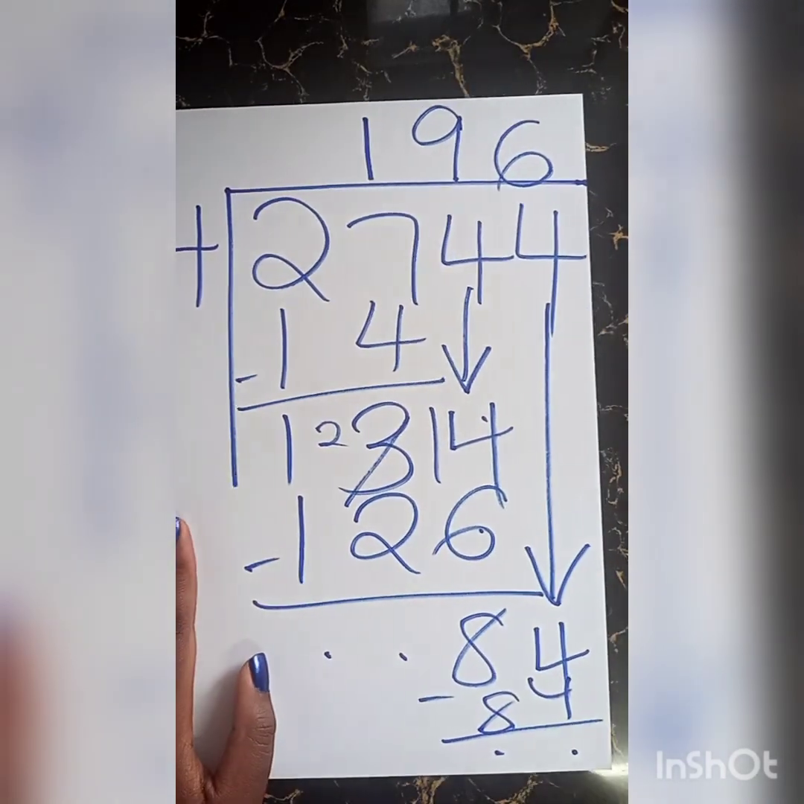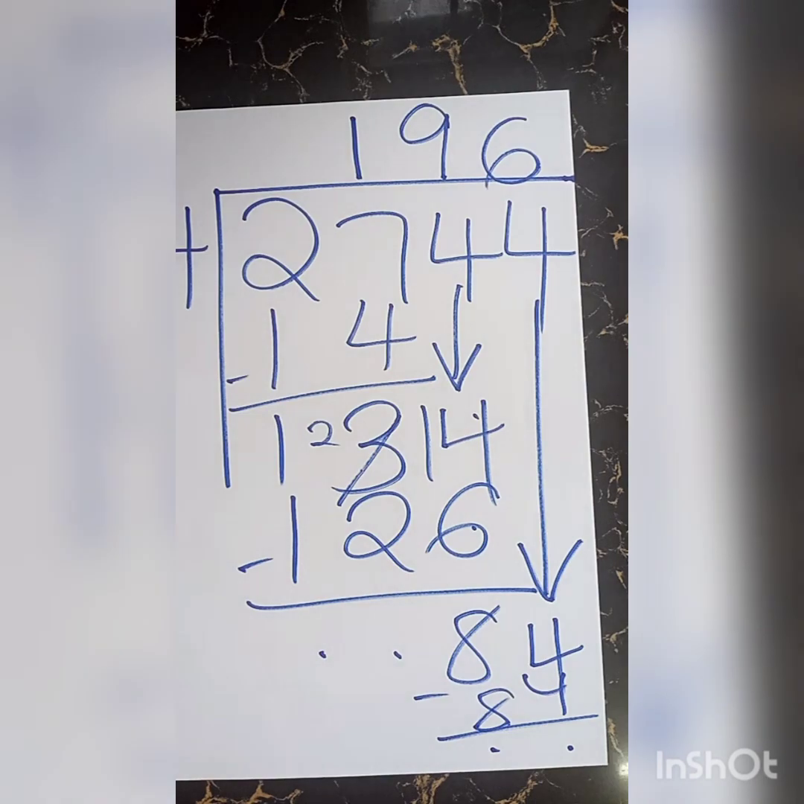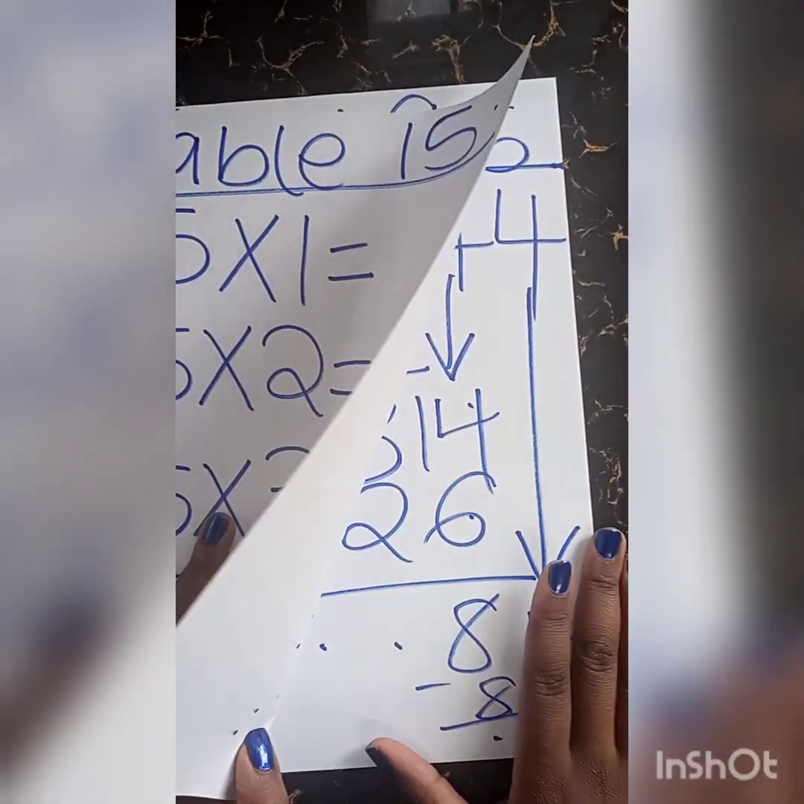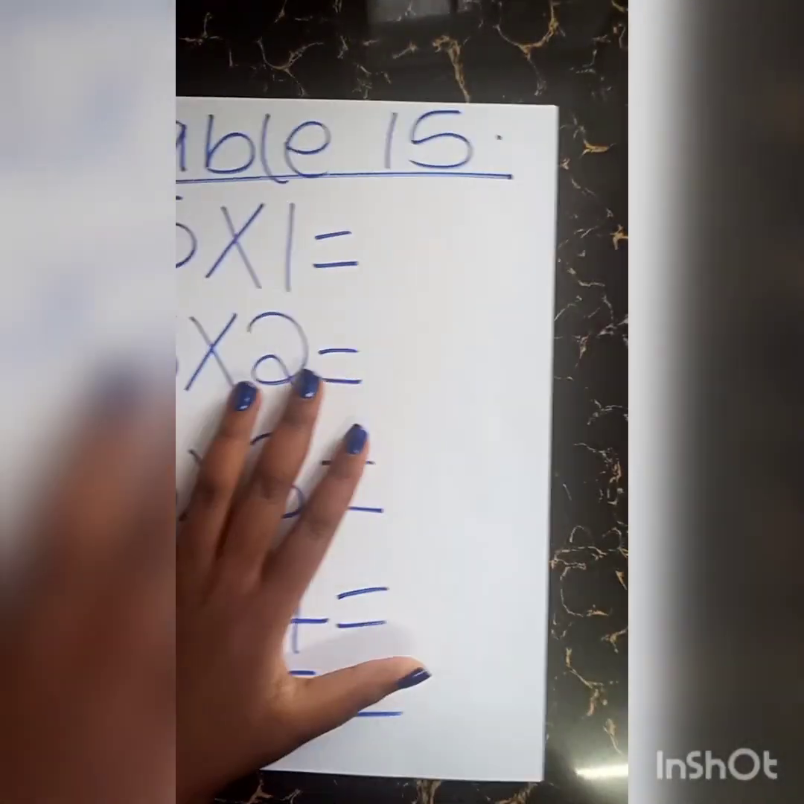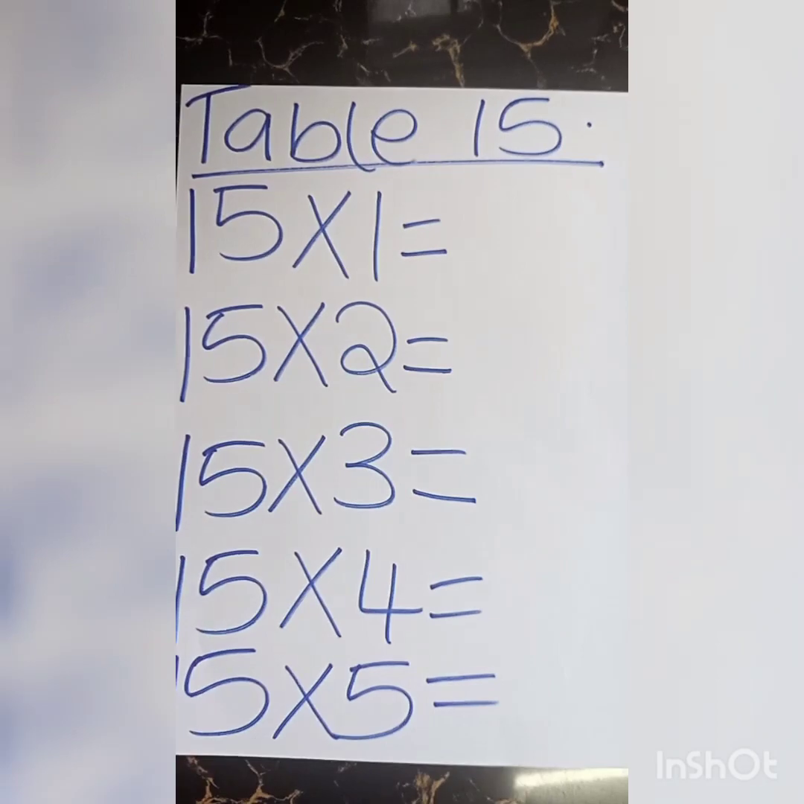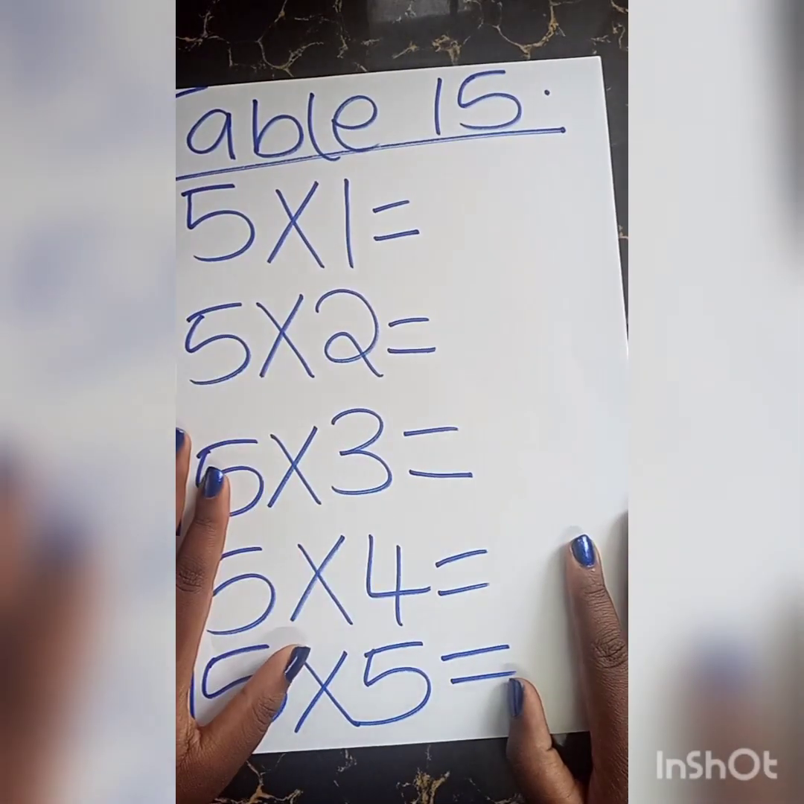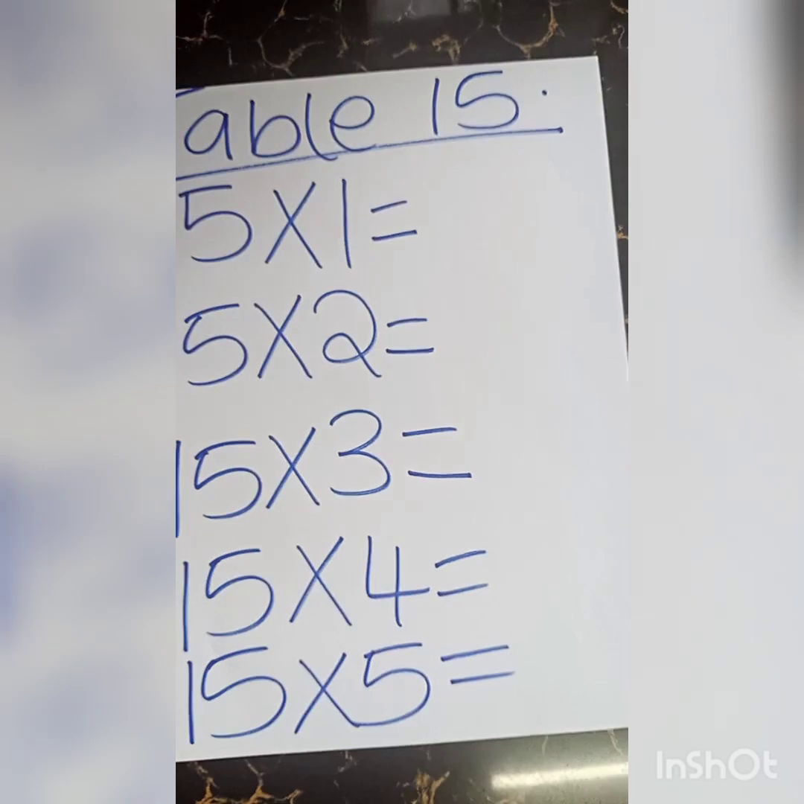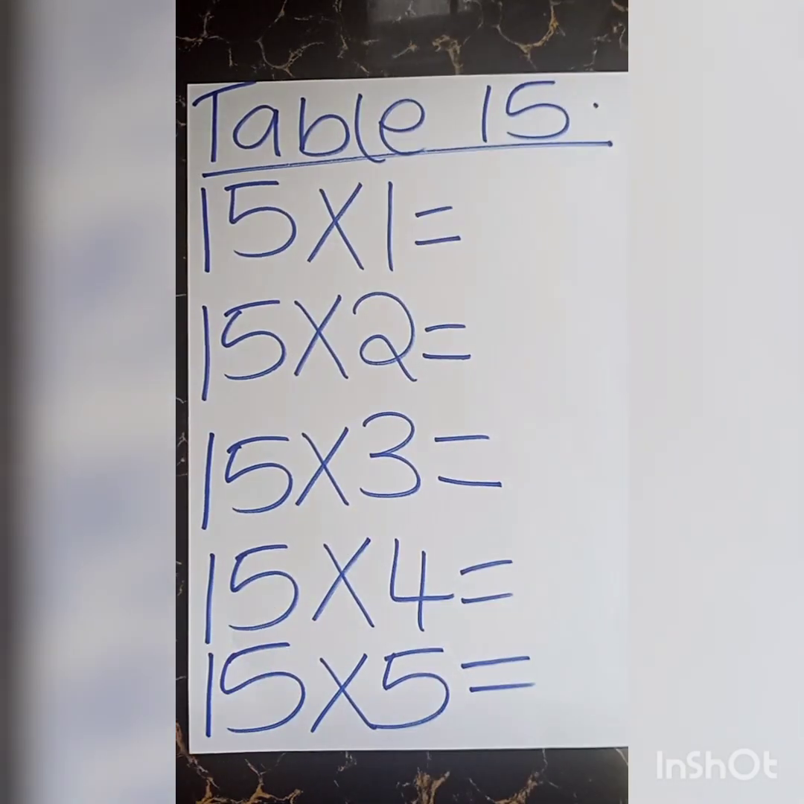Okay. So now that you've understood that, we can go through today's topic. Today, I'd like us to continue the multiplication table tricks. So far, we've gone through the tricks for mastering tables 1, 2, 3, 4, 5, 6, 7, 8, 9, 10, 11, 12, 13, and 14. So today, I'd like us to go through the trick for mastering table 15.